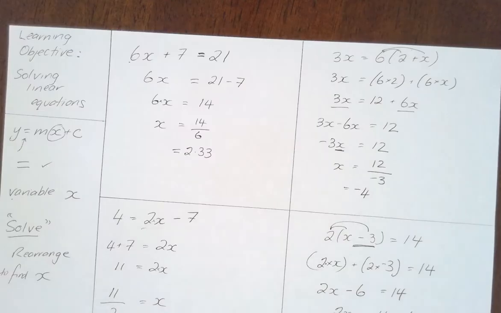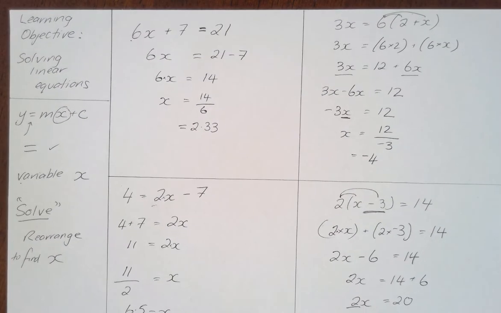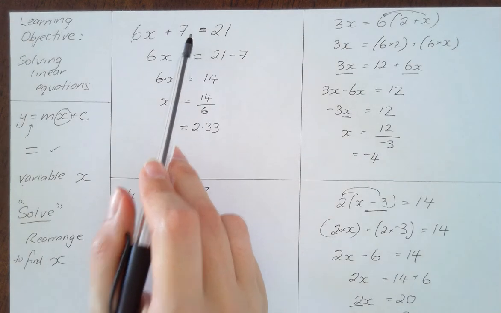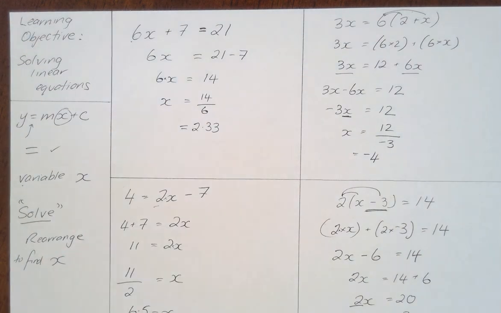So this is something you've done before, but you need to recall that you are moving things from one side of the equal sign to the other, and if you are changing the side, you are changing the sign. You are reversing the operation.